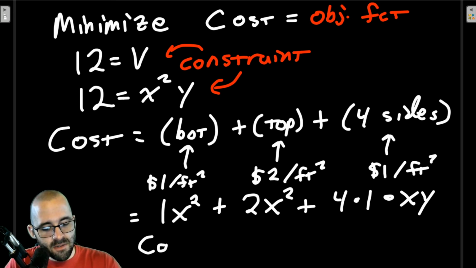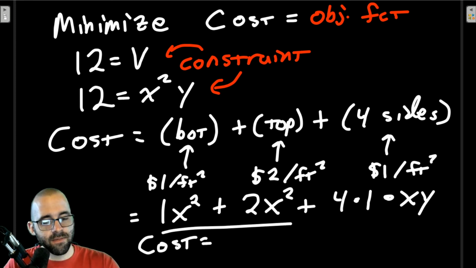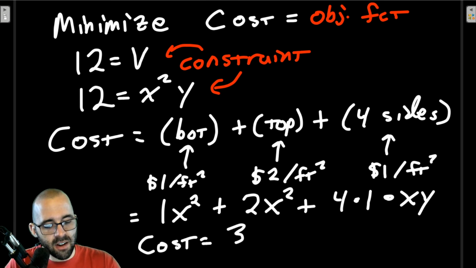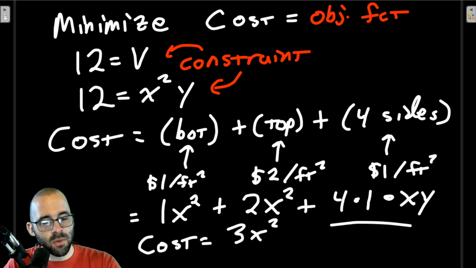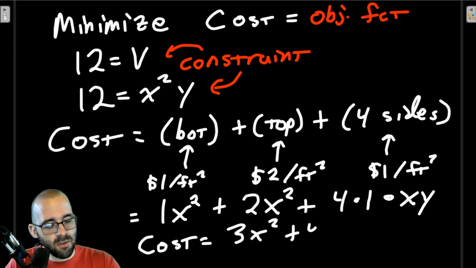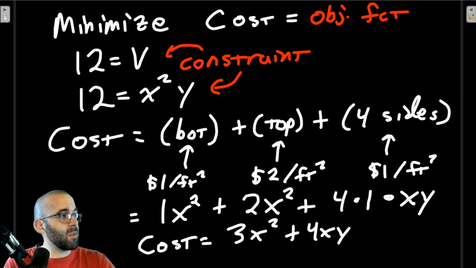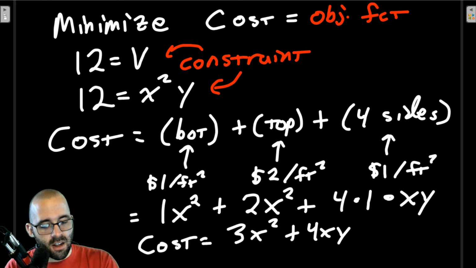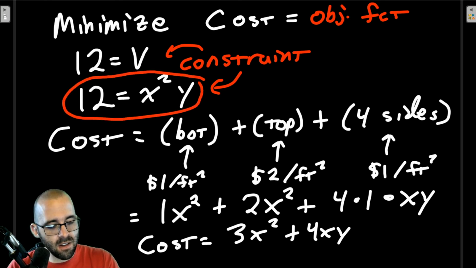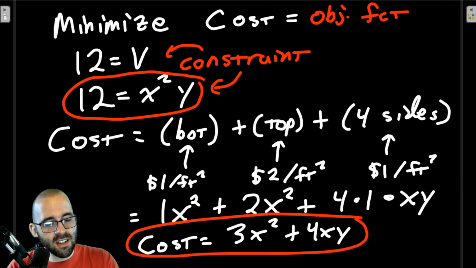So what is our cost? Our cost function, this is our objective function, is 1x squared plus 2x squared. Well, that simplifies to 3x squared, plus 4 times 1 times xy, that simplifies to 4xy. Great, we got our cost function. All right, so we have our constraint equation up here. We have our objective function right here.